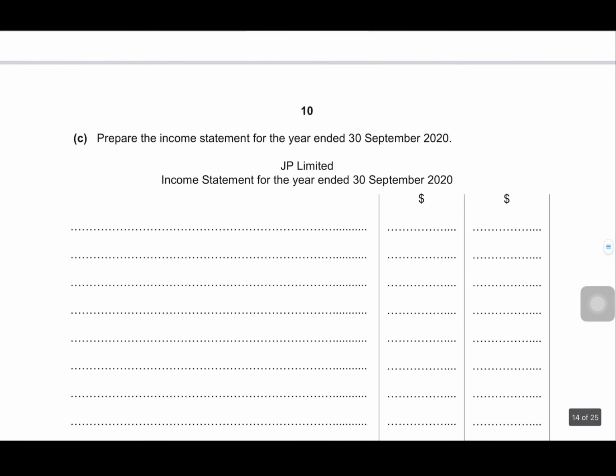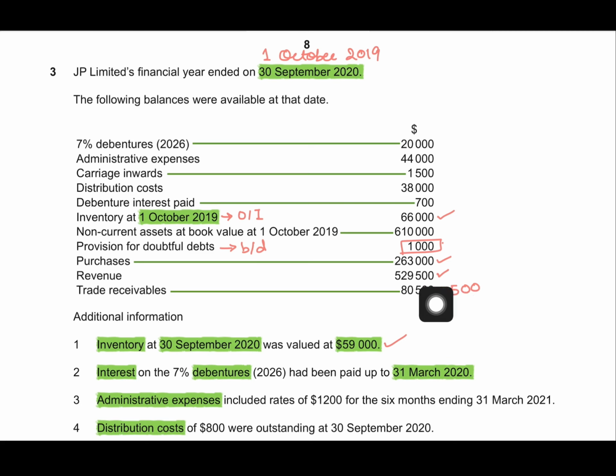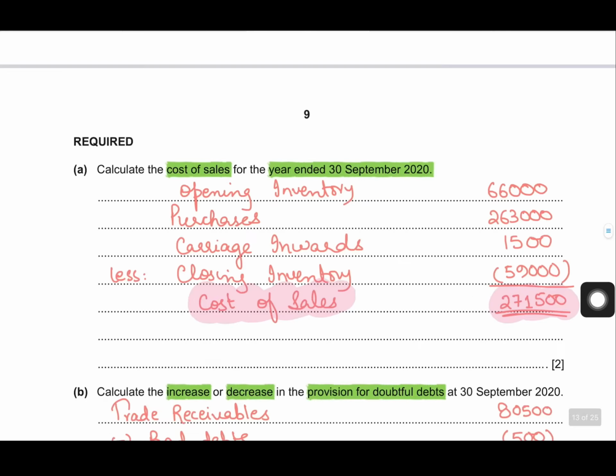Part C says, prepare the income statement for the year ended 30th September 2020. The format is given to us. We know how we start the income statement. We start it with, of course, the revenue, and if there are any sales returns or revenue returns, we subtract that as well. But in this question, we don't have that. So revenue is $529,500, right? So this will be taken as it is, $529,500 in the last column.